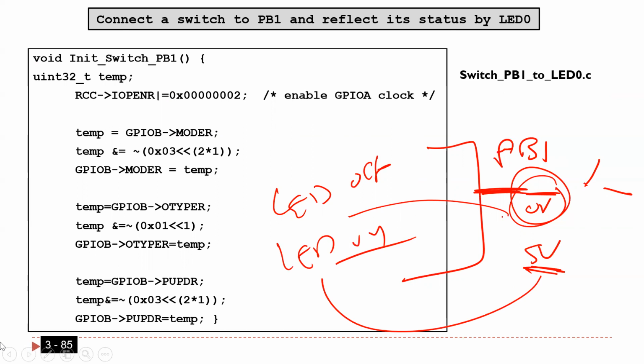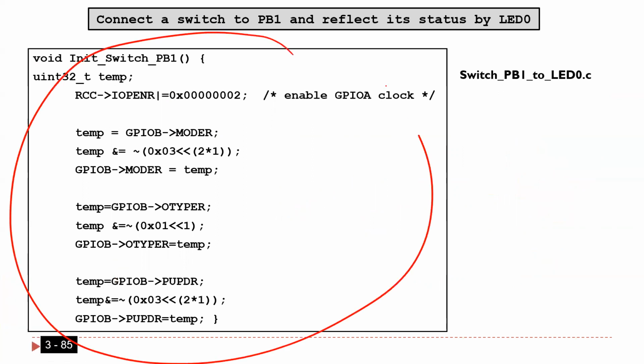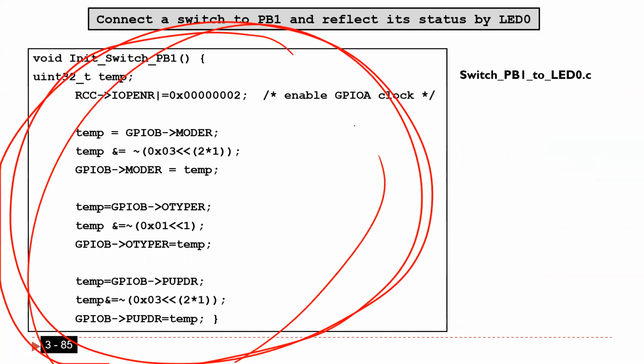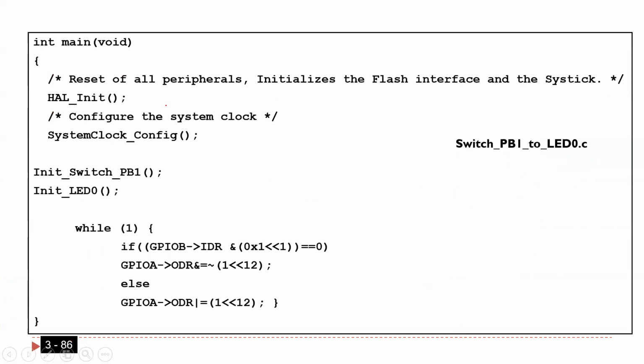So number one, similar to what we did before, I don't need to explain it again. You need to do configuration. Here in this configuration, you have to configure PB1 input. You have to do configuration this way. And then this is the program. Look how I made the program here, guys.